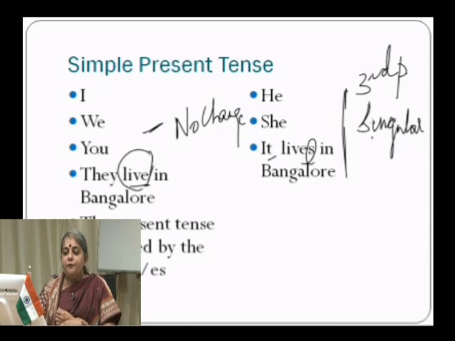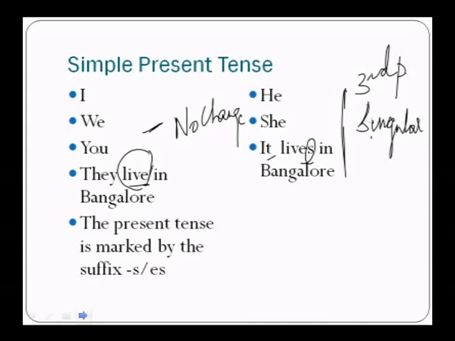I live, we live, you live, they live in Bangalore. He, she, it. When I say he, she, it, it means what? Lives. That is, in first person singular and plural, second person singular and plural, and third person plural, the verb doesn't take an S form or an ES form. Only in third person singular does the verb take an S form. I have given separately: he lives, she lives, it lives.